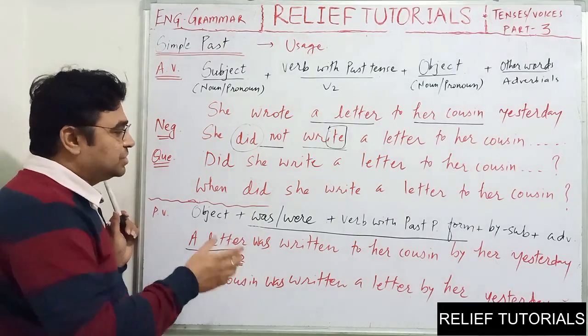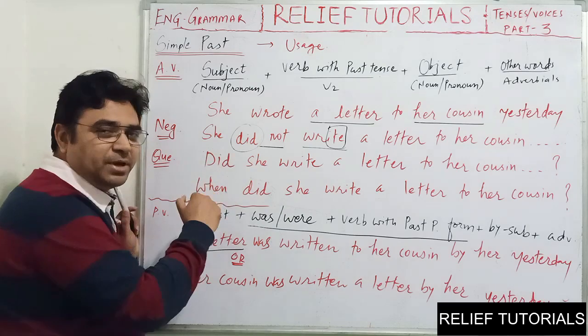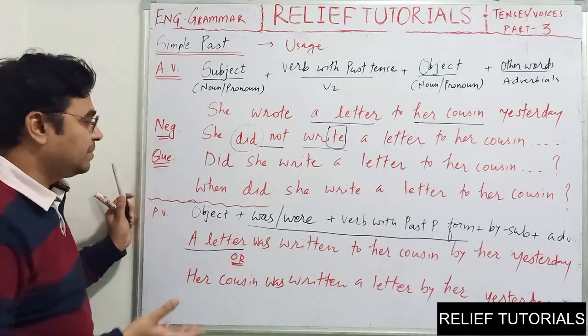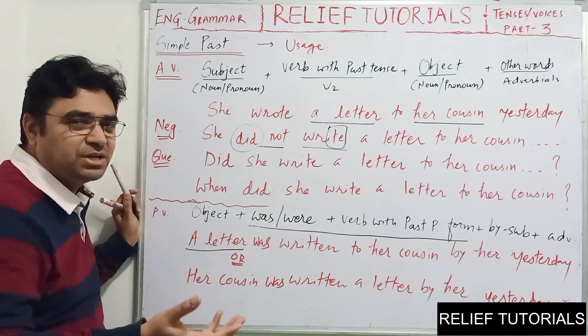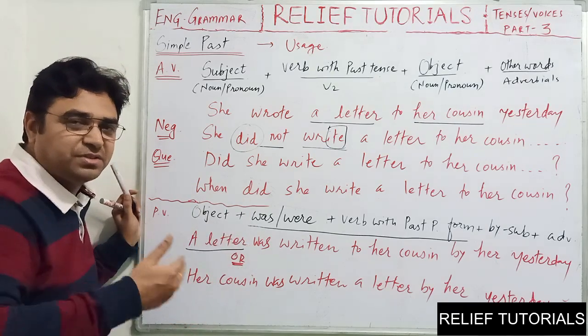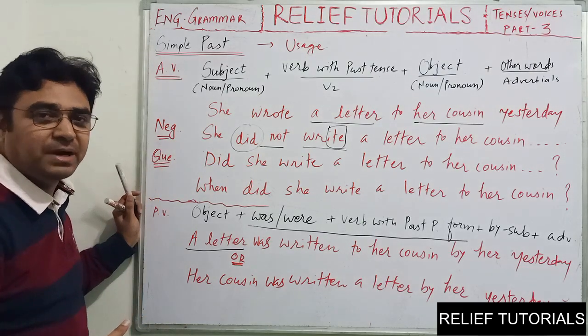If you have to make it a question, did she write a letter to her cousin? Did is in the beginning. If you want to know the time, when did she write a letter to her cousin? Instead of do and does, now comes what? Did. The rest of the things are the same. This is active voice, simple past tense.